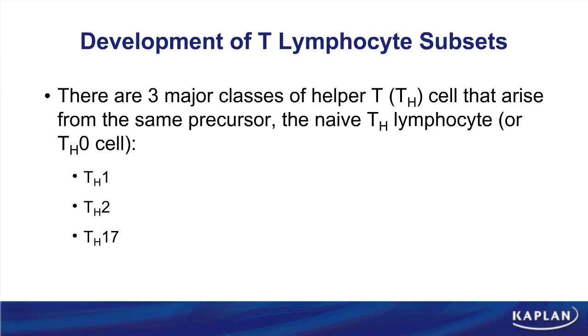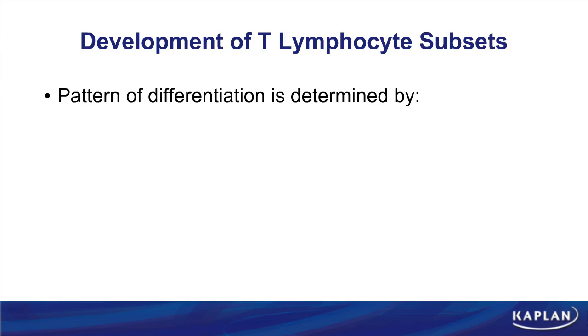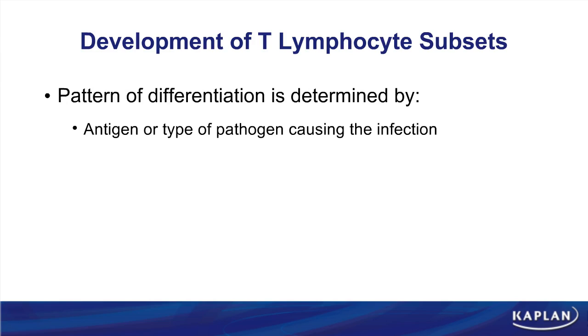And always go back to the same thought, that the type of pathogen is going to determine which one of these pathways are taken. Once you know what pathogen is involved in the type of infection, you will essentially know that you are going to either have a predominant Th1 response, a Th2 response, or a Th17.